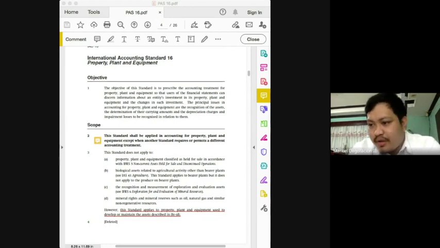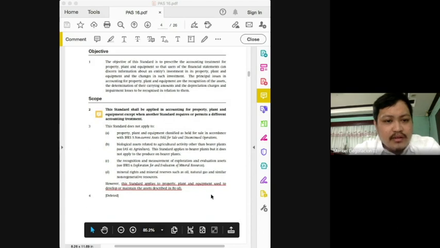The reason why I am bringing that up is because it's very important for you to know the definition of PPE for the purpose of knowing what items, what assets will be considered as part of your property, plant, and equipment. Okay.